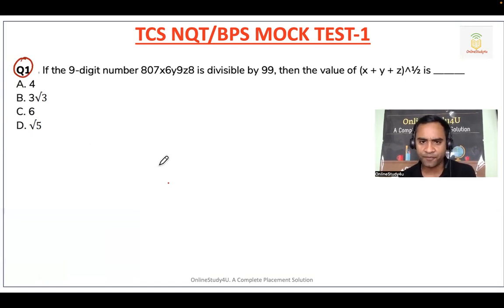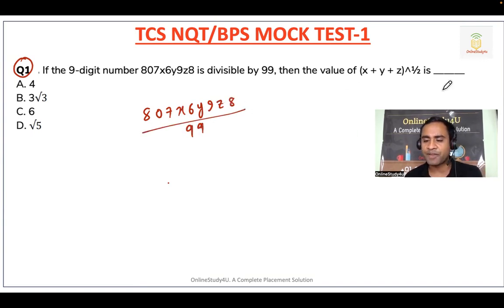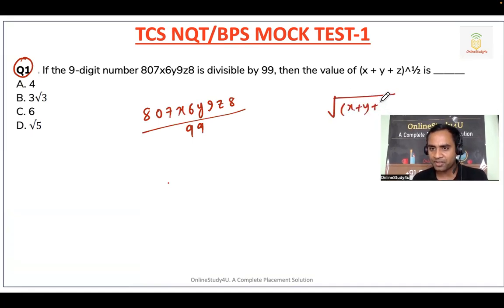Let us understand the logic first, and then I will tell you what I did. So the 9-digit number is 807xy6 9z8, and it is divisible by 99. Then the value of x plus y plus z to the power 1 by 2. 1 by 2 means basically the square root of x plus y plus z.